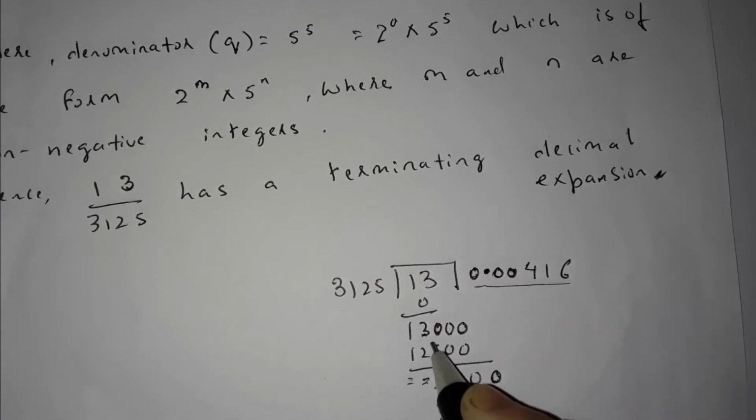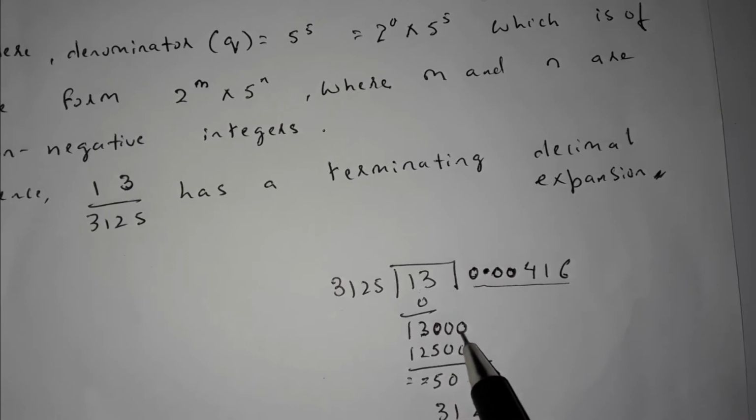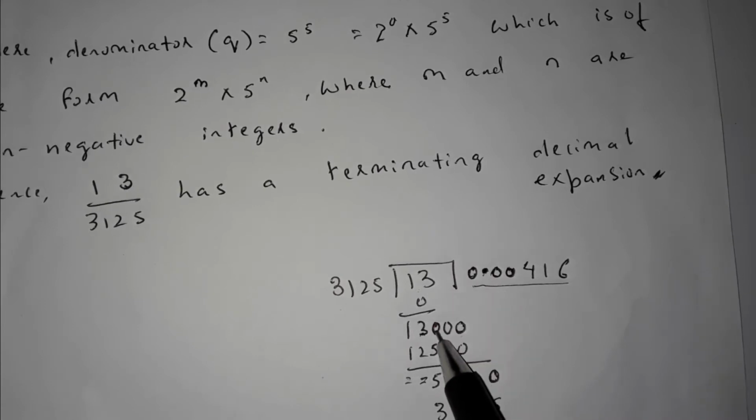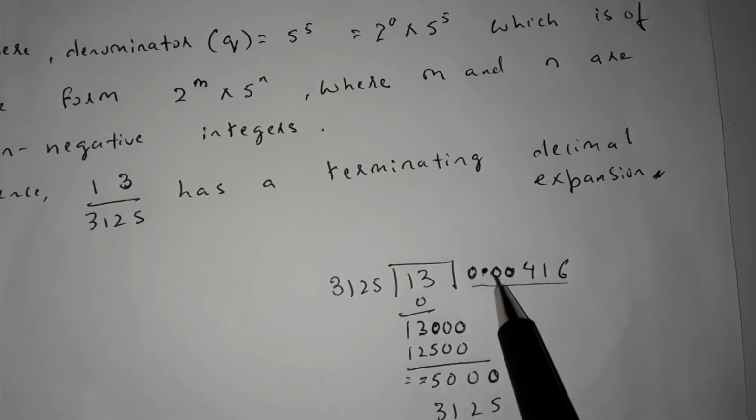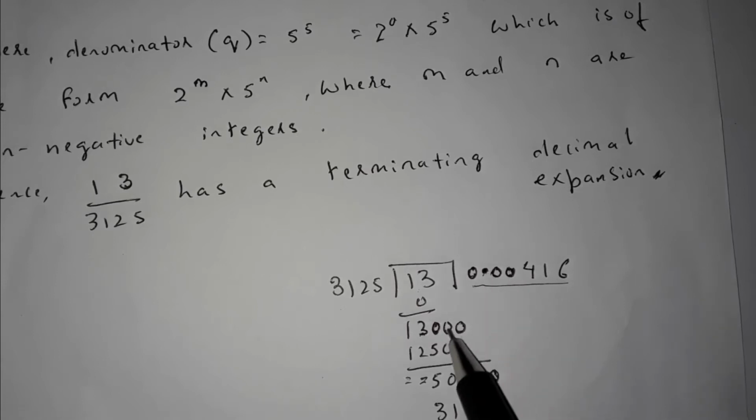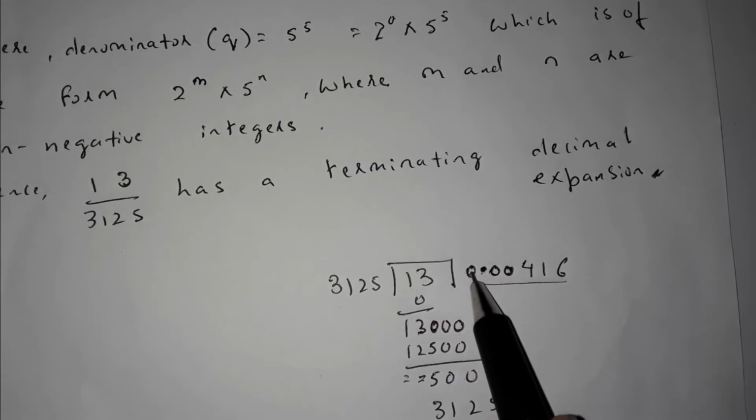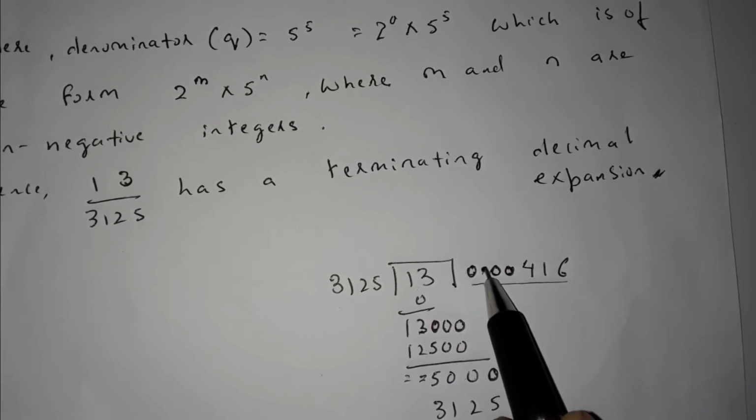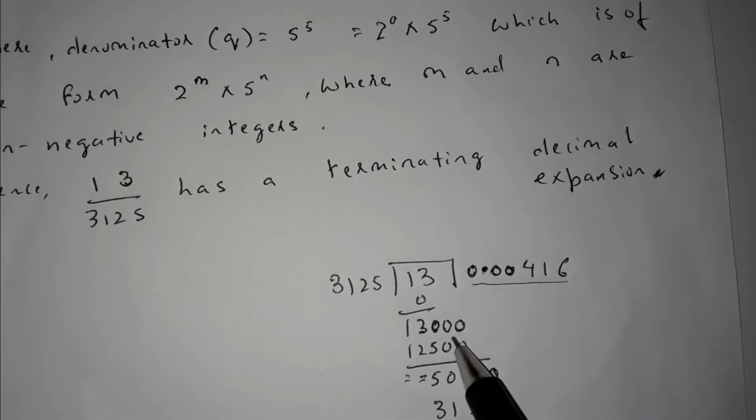So it becomes 13,000. Remember, 2 zeros and 1 decimal point. So here 3 zeros. This is just to write at the beginning of the decimal point. So this is 3000 and this is 13,000.